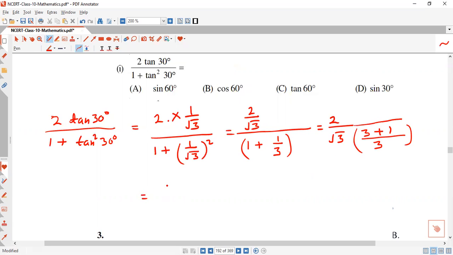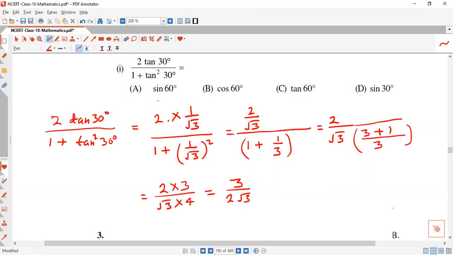So this comes out to what? 2 into 3 divided by root 3 into 4. Simplify this one. The 2 cancels out, you see that here, and root 3 also cancels out. Better I write it this way: 3 upon 2 root 3. Multiply with the root 3 in the numerator.